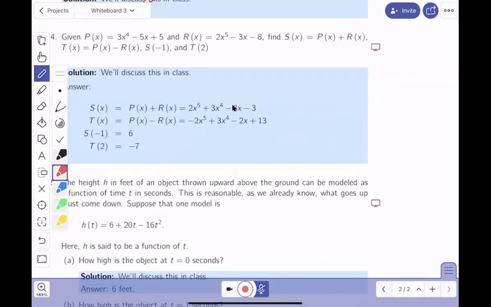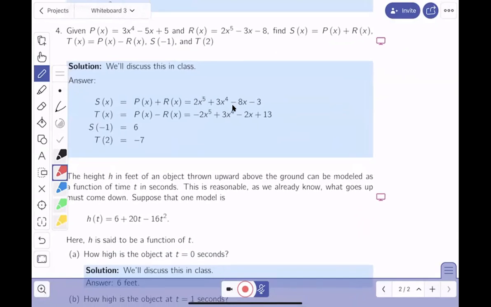All right, number 4. Number 4 says we're given polynomials, and the polynomials we're given are P and R. P is a 4th degree polynomial with 3 terms, so it's a trinomial, 4th degree. R is a 5th degree polynomial, and there's 3 terms. It's a trinomial. What do they want me to get? S of x. I'll write this over here.